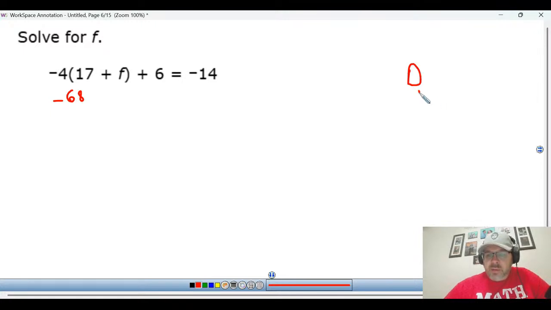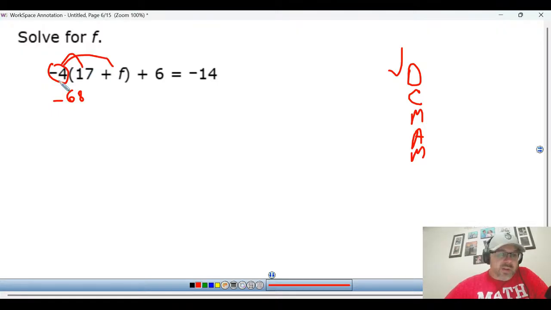Remember, we got Don't Call Me After Midnight. Apologize for the handwriting. I'm writing with the mouse right now, but that's the deal. So distribution happens first. This number in front must be dispersed by multiplication to everything inside the parentheses. So negative 4 times 17 is negative 68. Negative 4 times 1f is going to be negative 4f. And then we have this plus 6. It's just hanging out here for fun.